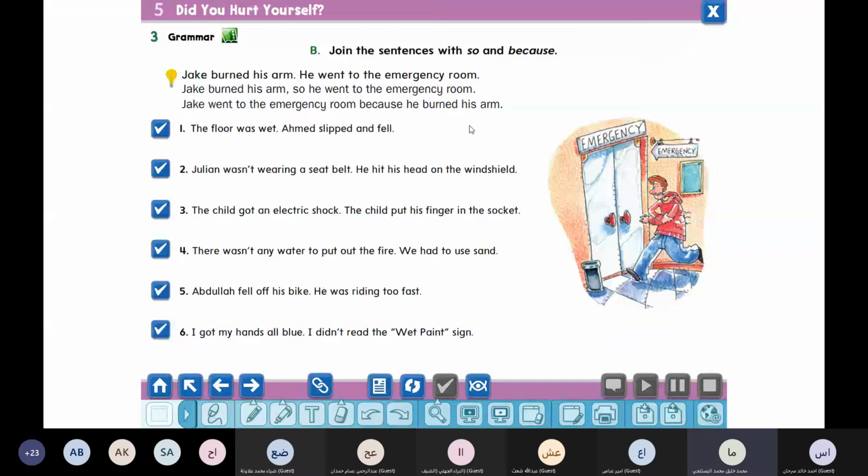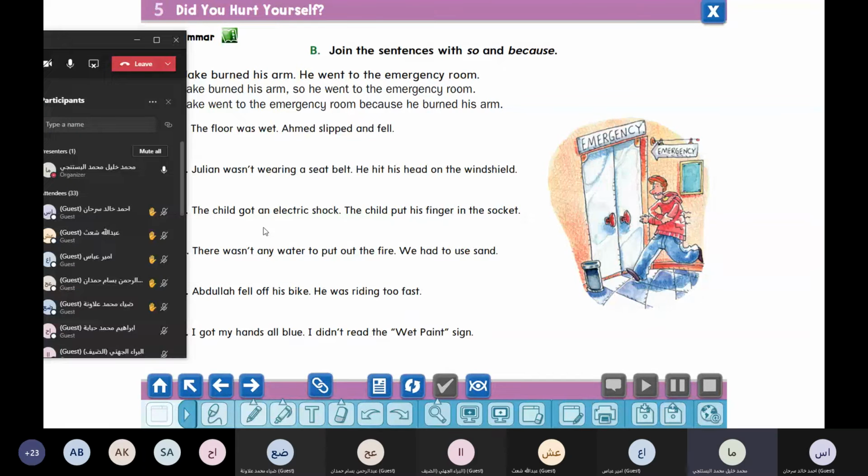Now, number 1, the floor was wet. Ahmed slipped and fell. Who can join them? Try. Yalla, Diaa. Can I write it or is it oral? Yalla Diaa.